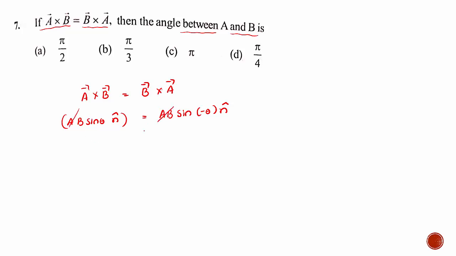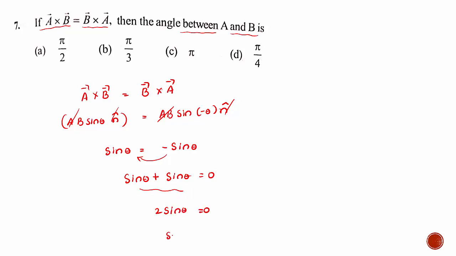So AB will get cancelled. We can write sine theta equal to minus of sine theta. N cap will get cancelled. Minus sine theta we can take to LHS side. It will become plus sine theta equal to 0. Sine theta plus sine theta is how much? 2 sine theta equal to 0. Sine theta equal to 0 by 2, we can take 2 on RHS side. That is equal to 0. So sine theta is equal to 0.